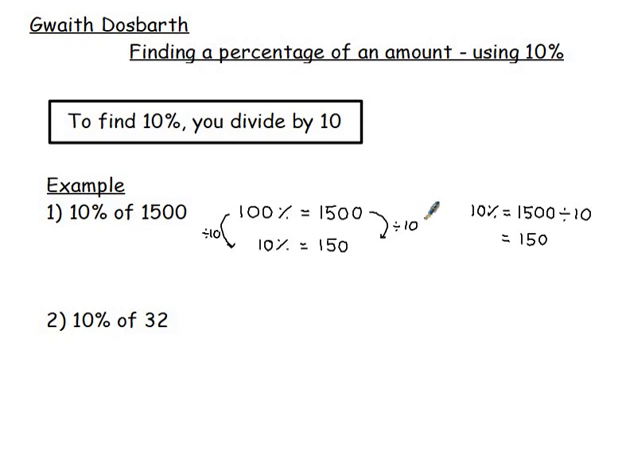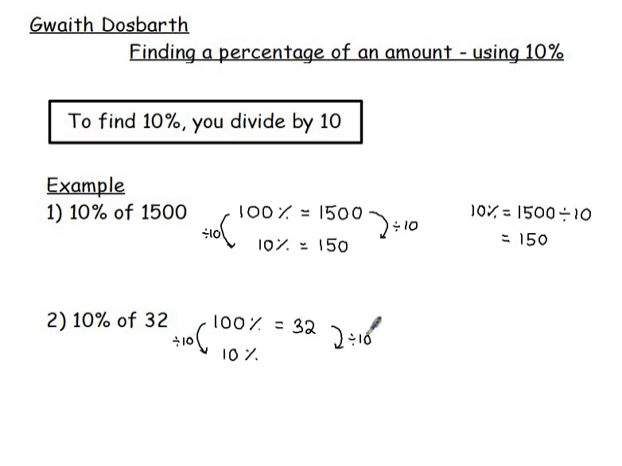So example 2, 10% of 32. So again, this 32 is our full amount. It's our 100% value. So 100% is 32. Again, we need to go to 10%. So to find 10%, you divide by 10. So we need to do 32 divided by 10.